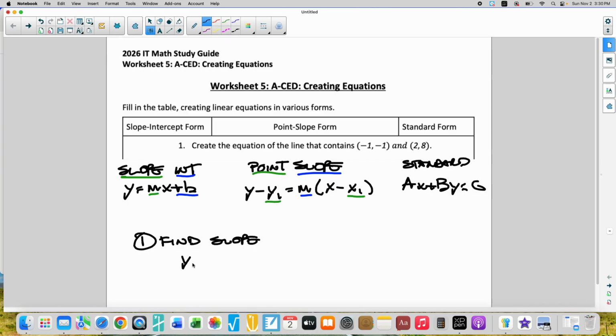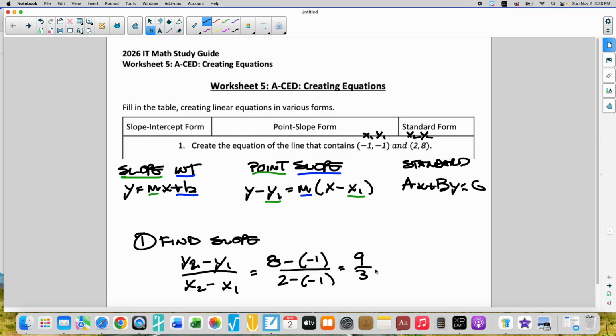And the slope is y sub 2 minus y sub 1 over x sub 2 minus x sub 1. This is your first point, so this is x sub 1, y sub 1. This is your second point, so this is x sub 2, y sub 2. So 8 minus negative 1, 2 minus negative 1. That gives you 9 over 3, which simplifies to 3. So we can start filling in pieces of that puzzle.